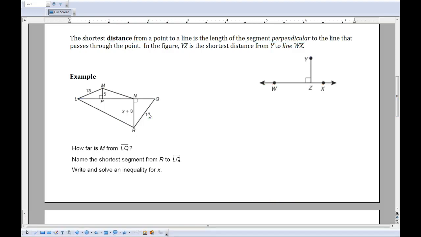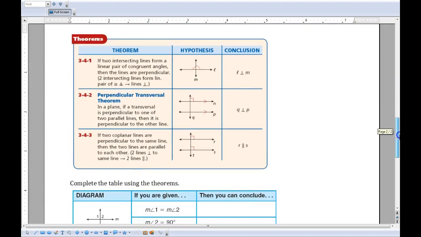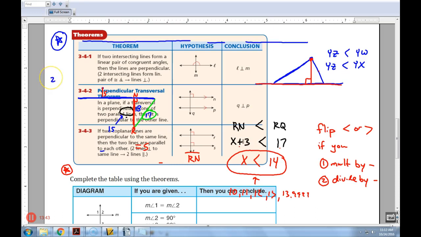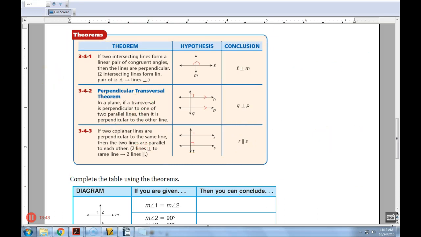All right, moving on down. Let's look at a few more things here. We have some theorems. These three theorems all involve perpendicular lines. I'm going to go through them quickly. So here's a conditional statement. If two lines form a linear pair of congruent angles, well, if you form a straight line and you are equal to each other, there's only one possibility. You both have to be 90 degrees. So the conclusion is the two lines are perpendicular. So if you have a linear pair of congruent angles, the lines have to be perpendicular.